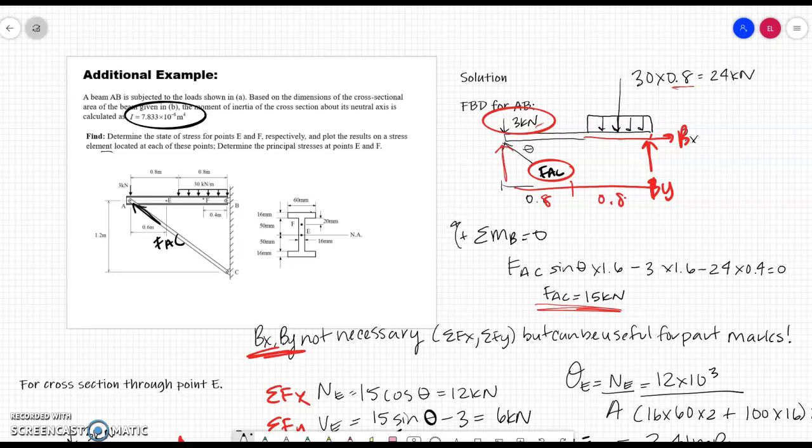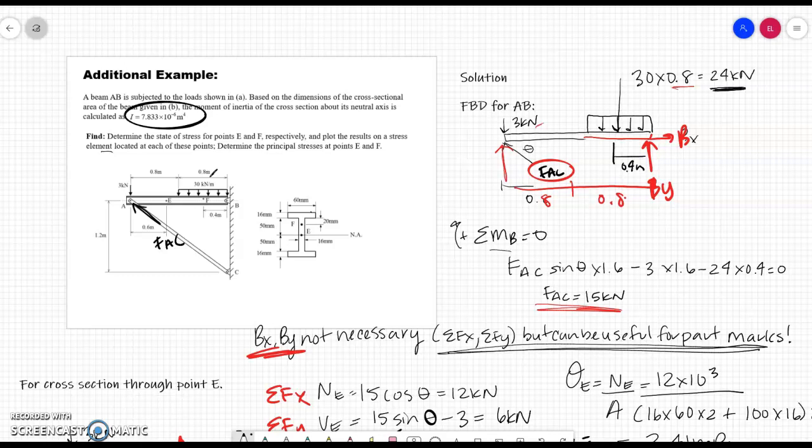We have our 3 kilonewton concentrated force there. We have this distributed load, which has a value of 30 kilonewton per meter, and it's acting over 0.8 meters. So the resultant force is 24, and that's going to be acting at 0.4 meters from B. In this problem, we could do the sum of the forces in X and Y to get Bx and By. We don't actually need them for this problem, but I want to impress upon you, if you have time and you're doing great, do these equations. They're easy part marks, and you know how to do that so well.